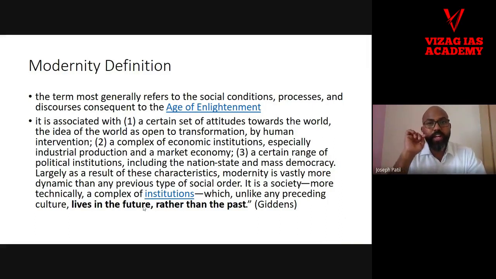Another sociological definition of modernity, there is a very, very celebrated sociologist called Anthony Giddens. His definition of modernity, we will go through it. Modernity is associated with a certain set of attitudes towards the world, the idea of the world as open to transformation by human intervention. Now, this is close to what the first student, Deepika, gave, remember? So first thing, it is a set of attitudes towards the world. The idea of the world as open to transformation.